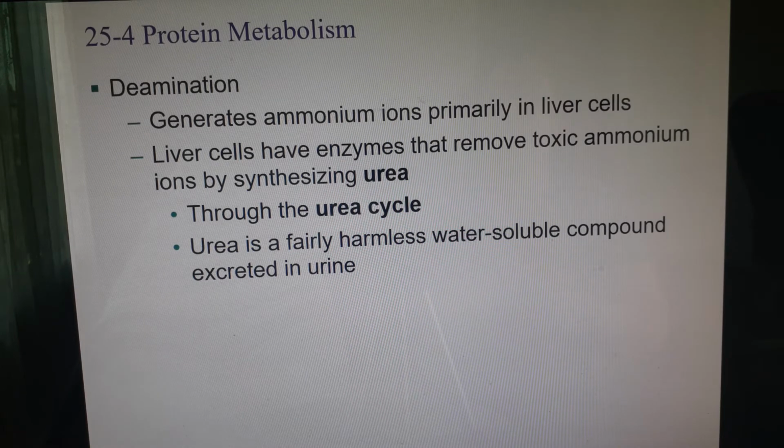Now, in the liver cells, we have enzymes that help us deal with the toxic ammonium ion by making something called urea. And it's made by something called the urea cycle. By the time the urea cycle is finished, we create urea, and it is a fairly harmless, no longer toxic compound that is secreted in urine. That's where urine gets its name from.